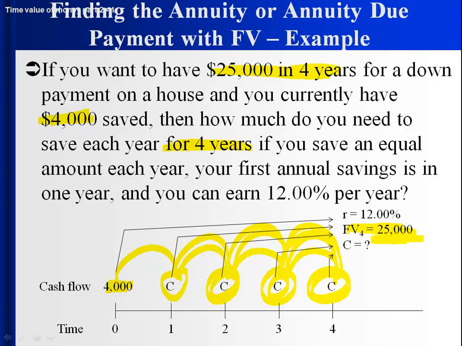One way we can approach this is to say, okay, we know the future value of all 5 of these terms has to equal 25,000. So let's figure out what the 4,000 will compound to. Then take the difference, and we know that's what these payments have to compound to, and then we just find the payment associated with an annuity with that difference.